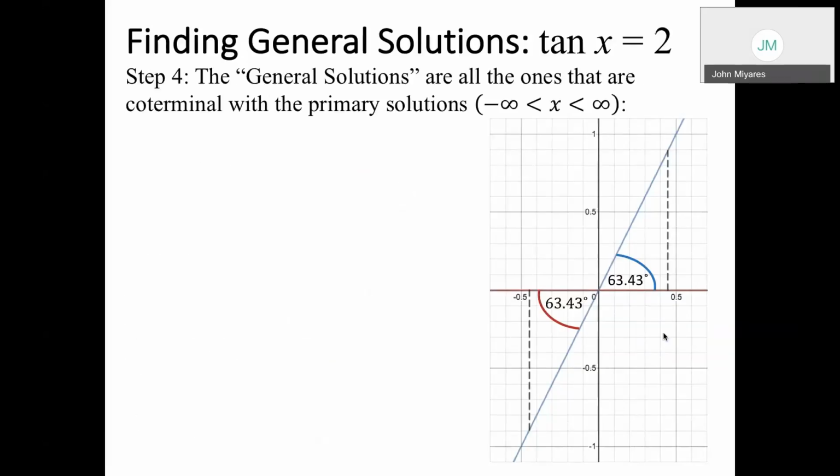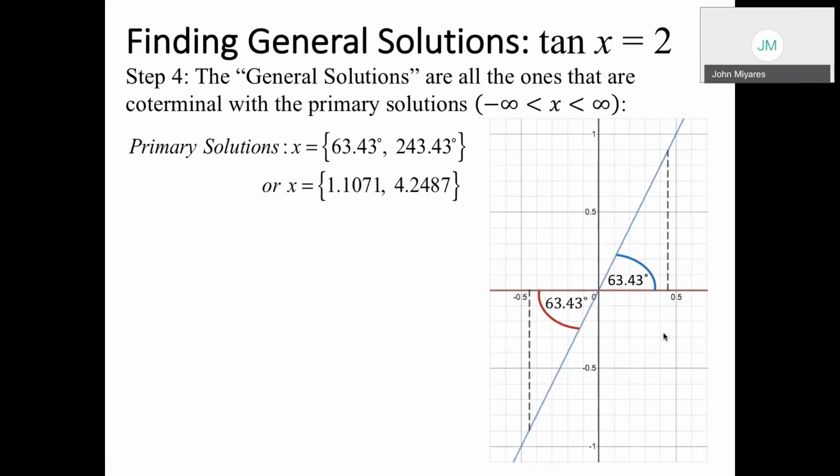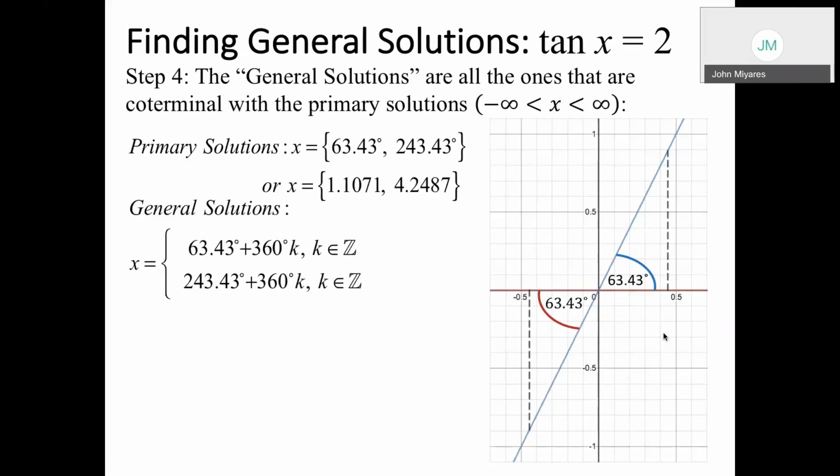Again, to get the general solutions, we just need to identify all the angles that are coterminal with these primary angles here. In degrees, we'll have 63.43 plus 360k, or 243.43 degrees plus 360k, where k is an integer. In radians, we'll have 1.1071 plus 2 pi k and 4.2487 plus 2 pi k, where k is an integer.